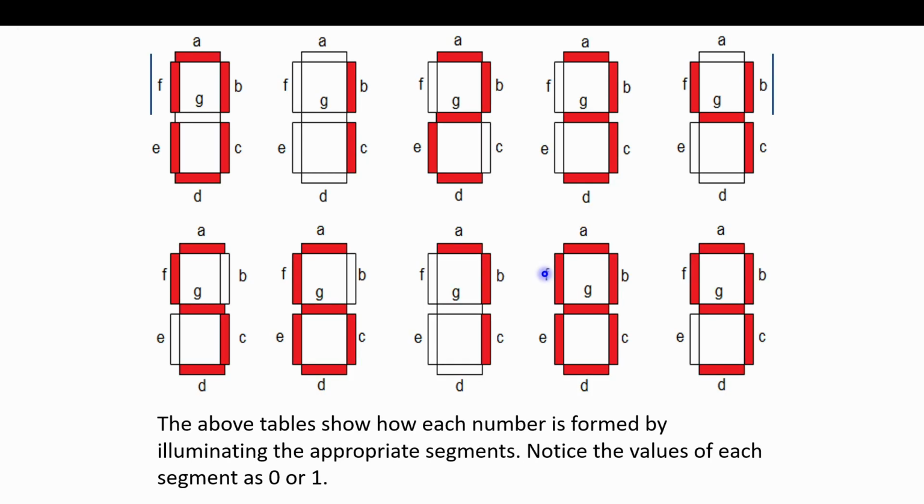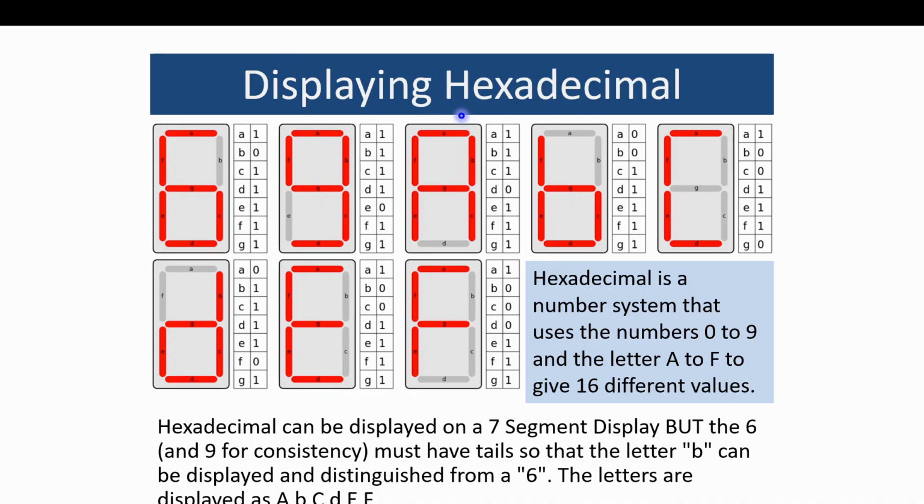This table also shows you the same thing as before. For example, if you want to display a 2, this is a 2. In 2, I will switch on A, B, D, E, and G, and so on and so on. We can also display some hexadecimal numbers.